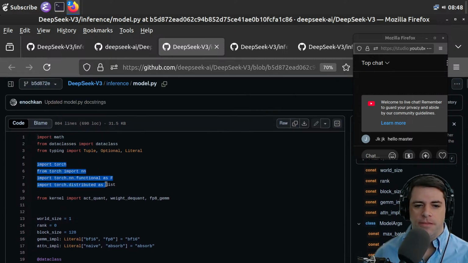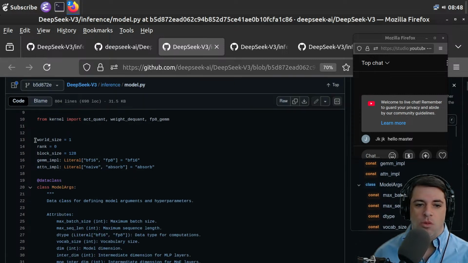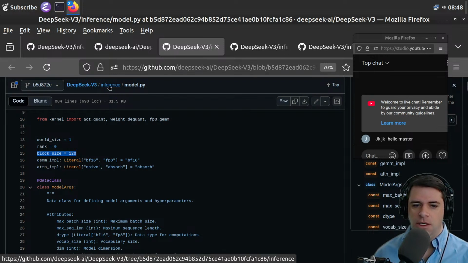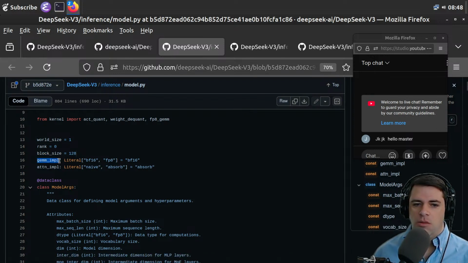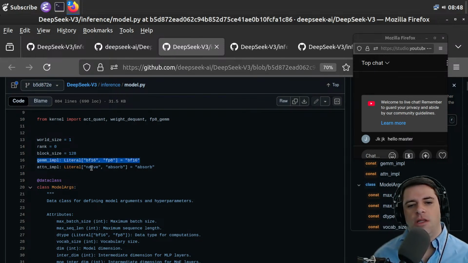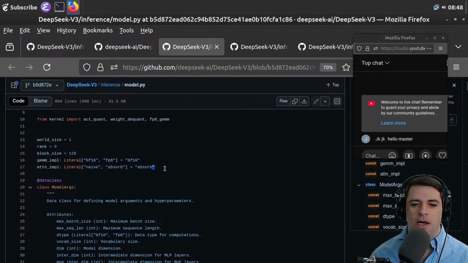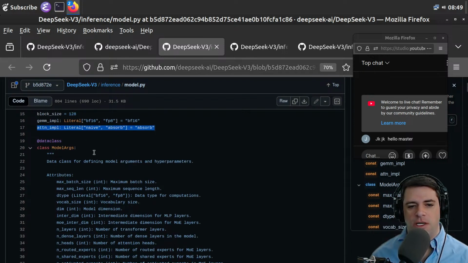Okay, so they're using Torch. World size is 1. I don't know what world size is. Block size is 128 for inference. And we have gem. I assume that gem is similar to the thing that's used in Gemma, but maybe we can look that up later. This is all float stuff, 16 floats, floating point 8. We're using the smaller floats because we're doing AI. And then this is some attention thing. I don't know what the difference between naive and absorb is, but perhaps we can take a look at that.